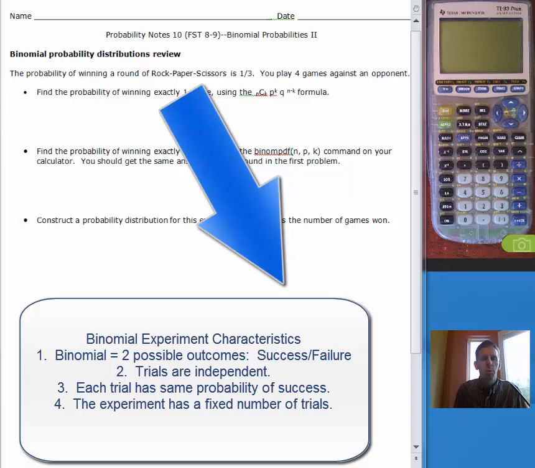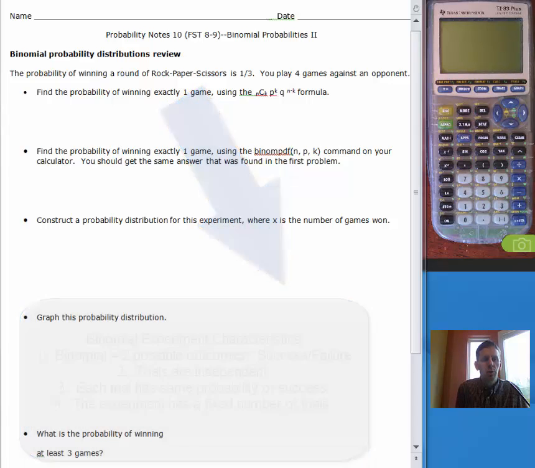We're going to do an experiment where we're playing 4 games against an opponent, and we're looking for the probability of winning exactly one game using the nCk, p to the k, q to the n minus k formula. Let's see if you remember how to solve this problem. See if you can work out the formula, crunch the numbers out. We'll see what you get in just a moment.